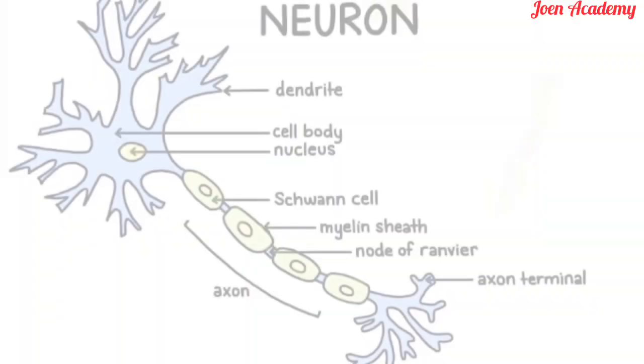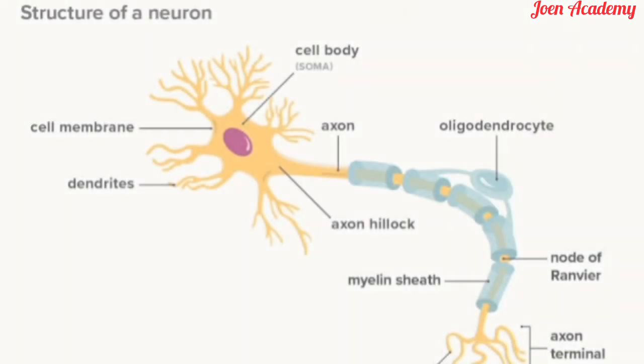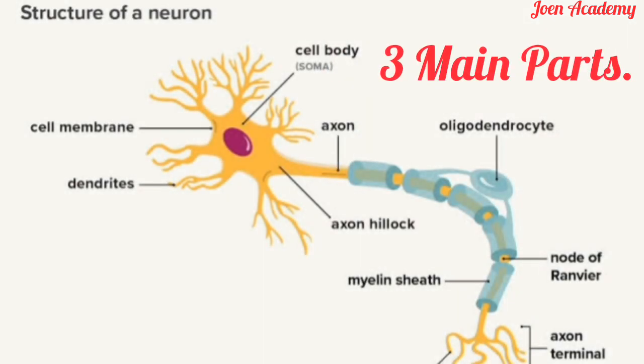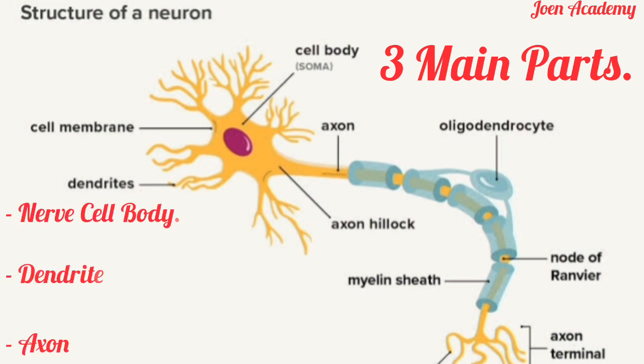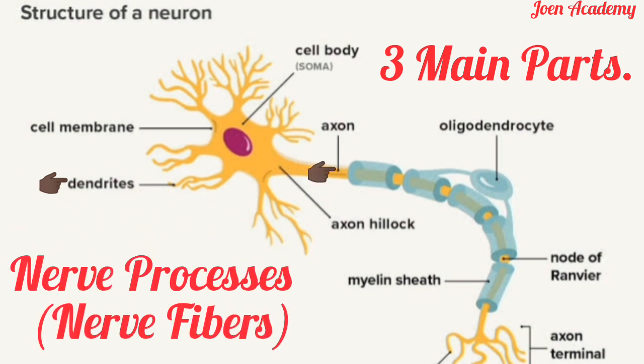In this video, we'll be looking at the structures of the neuron and the organelles that are peculiar with the neuron. Neuron is divided into three parts. They include the nerve cell body, the dendrites, and the axon. The dendrites and the axon are the nerve processes. The dendrites are regarded as the short processes, whereas the axons are regarded as the long processes. Both dendrites and axons are usually referred to as the nerve fibers.